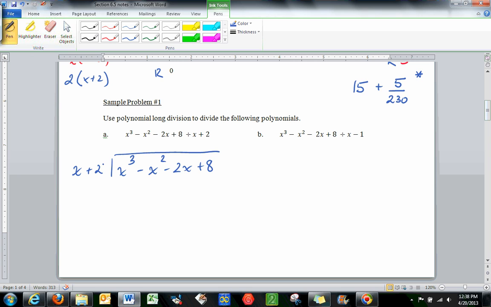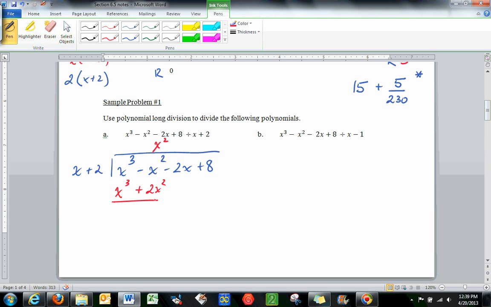So my thought is, what can I multiply times x to give me x to the third? And of course I can multiply x times x squared. Notice I'm going to put x squared over the squared term. That's extremely important that we keep those lined up. And then I'm going to distribute. x squared times x gives me x to the third. x squared times 2 gives me a positive 2x squared.